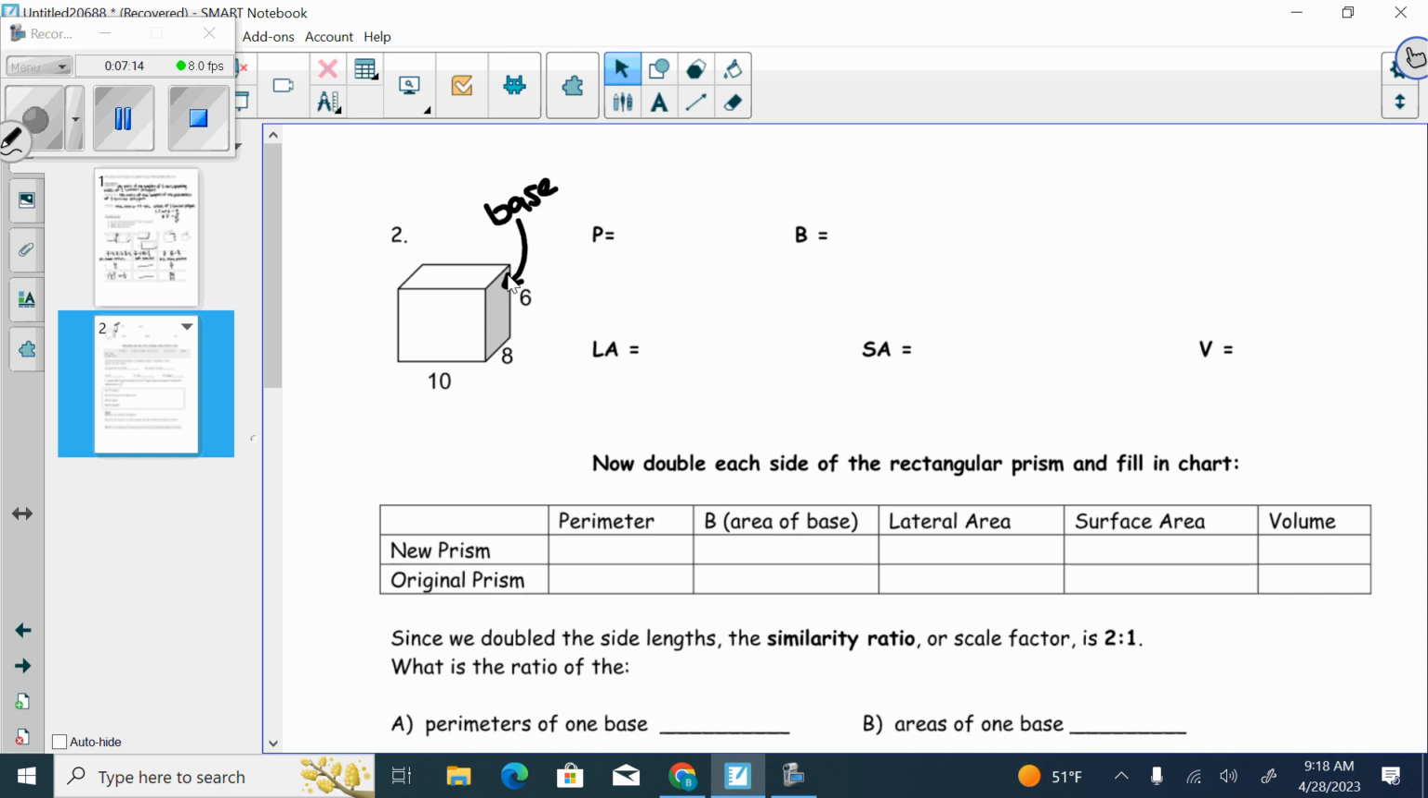All right, what would be the area of that base? Good.